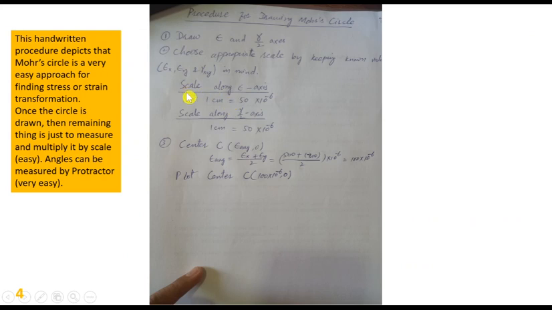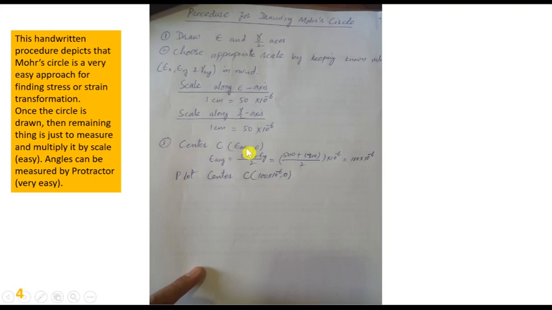So we have decided the scale along the epsilon axis: 1 centimeter is equal to 50 × 10^-6, no unit because it is strain. Scale along the gamma by 2 axis: 1 centimeter is equal to 50 × 10^-6, and again there is no unit because it is strain.